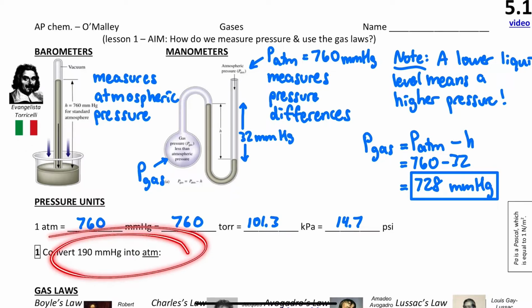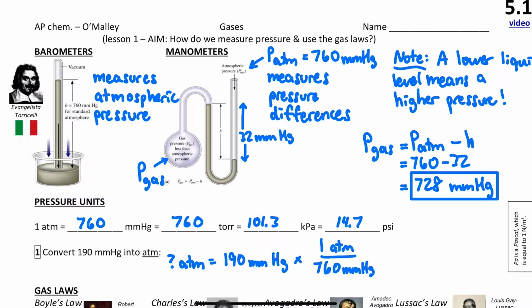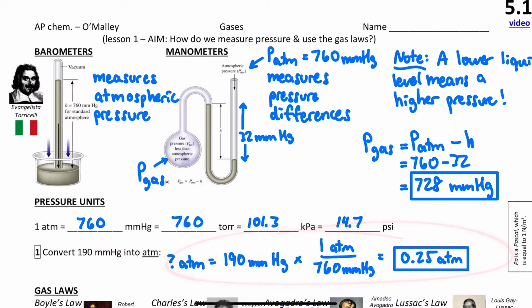In fact, let's do that right now. Let's say I have 190 millimeters of mercury. What is this in atmospheres? So how many atmospheres given 190 millimeters of mercury? Use dimensional analysis. There's one atmosphere per 760. So I take 190, I divide by 760, you should get a fourth, 0.25 atmospheres. So those are some units of pressure, how we convert between them, and then how we measure them with these devices based on fluid differences.